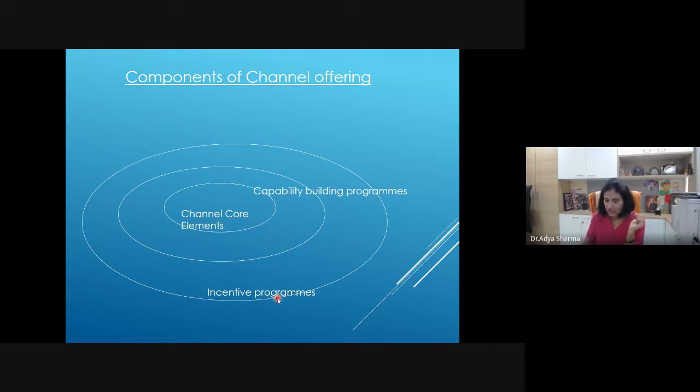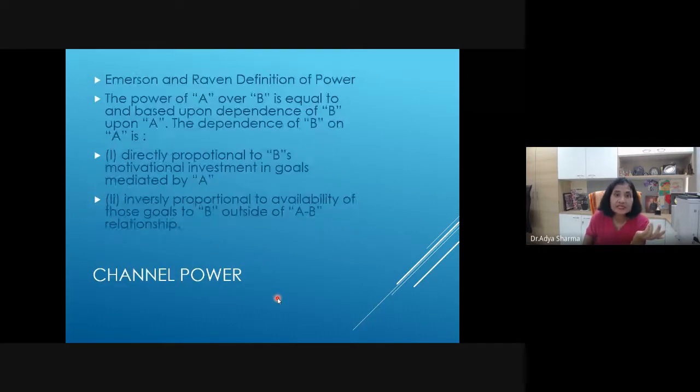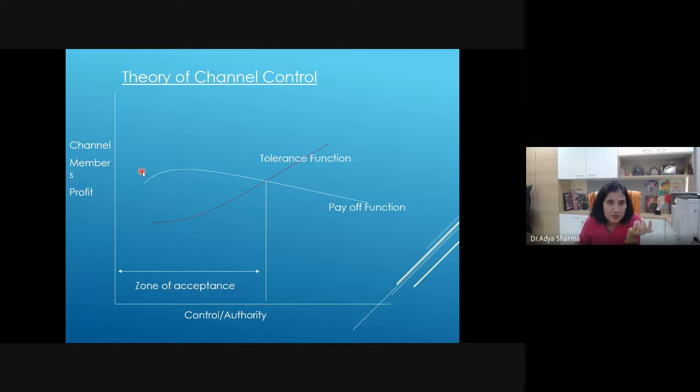But before that, who will give this? Who will contribute? The one who has power, right? Because the payoff function is being given off higher by the person, by the business which has power. Which brings us to the next question: how do we define power?